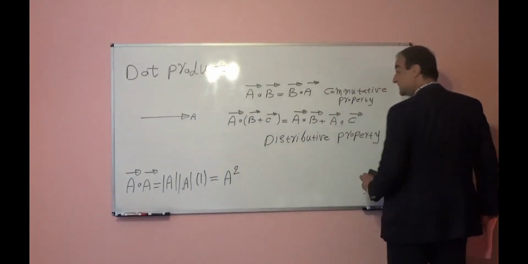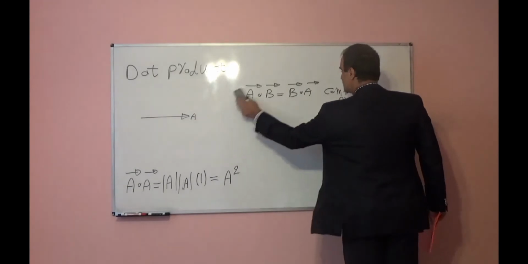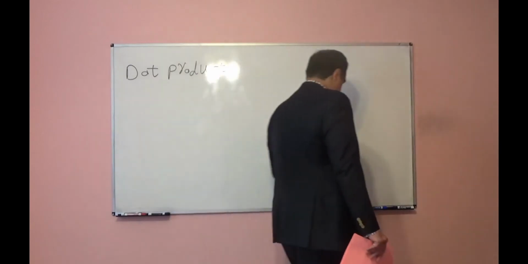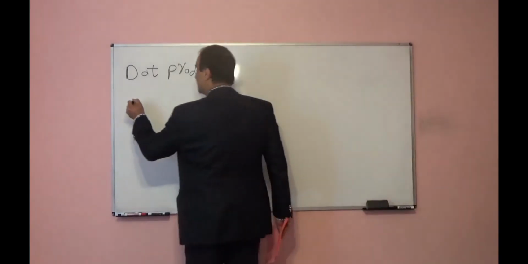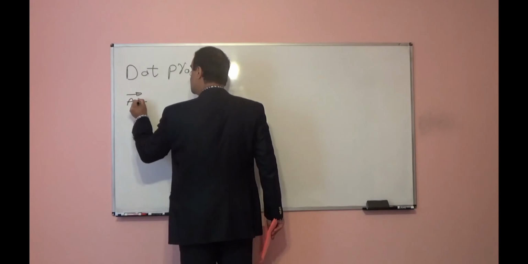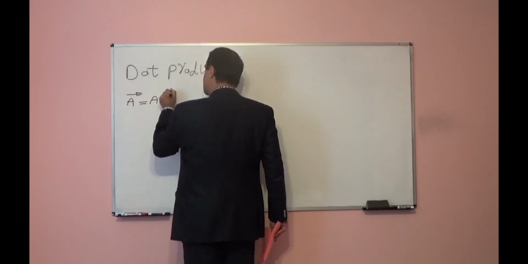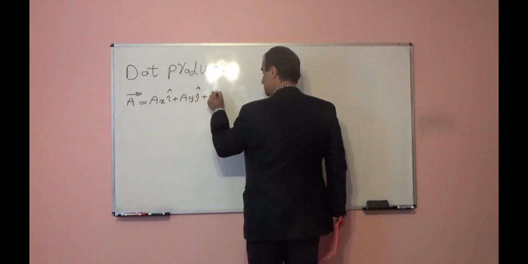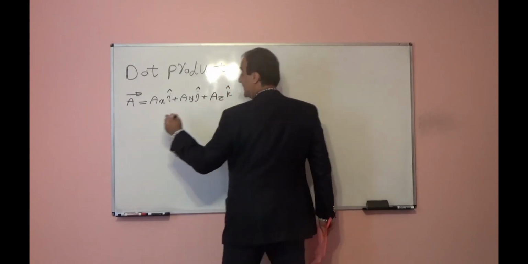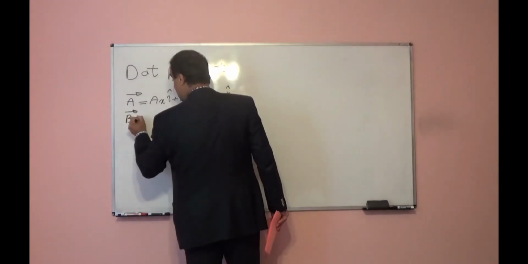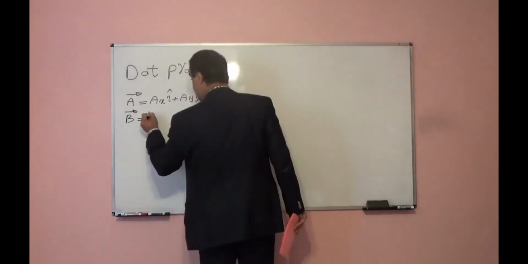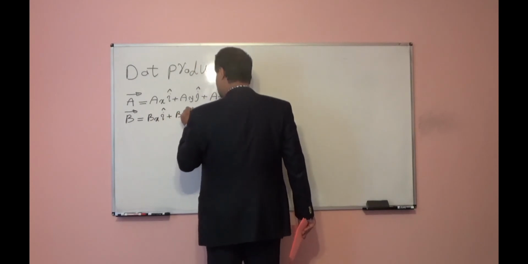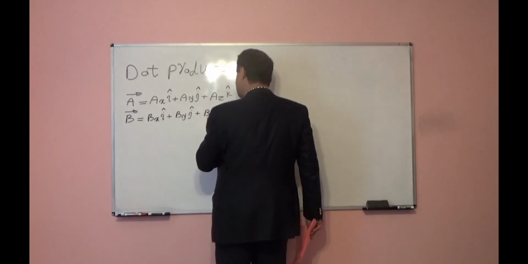Let's see if we represent two vectors in Cartesian vector form, how we can conduct the dot product. Assume we have vector A in Cartesian vector form, AX i plus AY j plus AZ k. And we have vector B again in Cartesian vector form, which is BX i plus BY j plus BZ k.